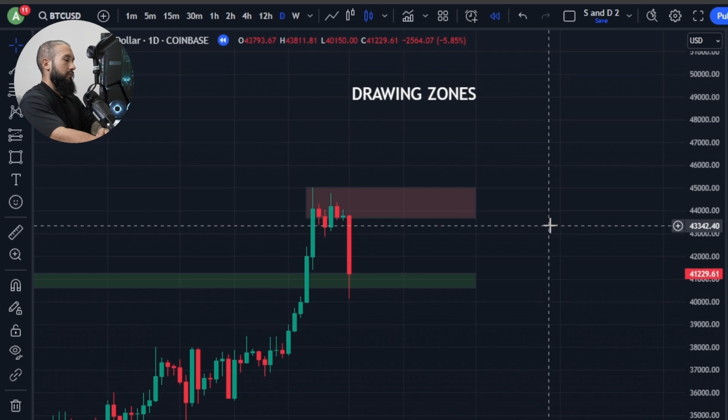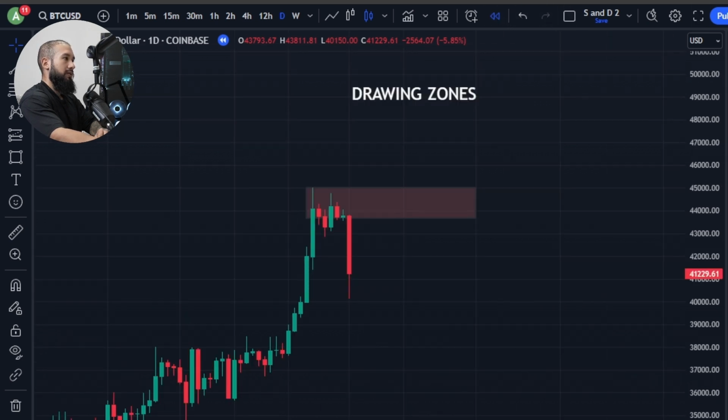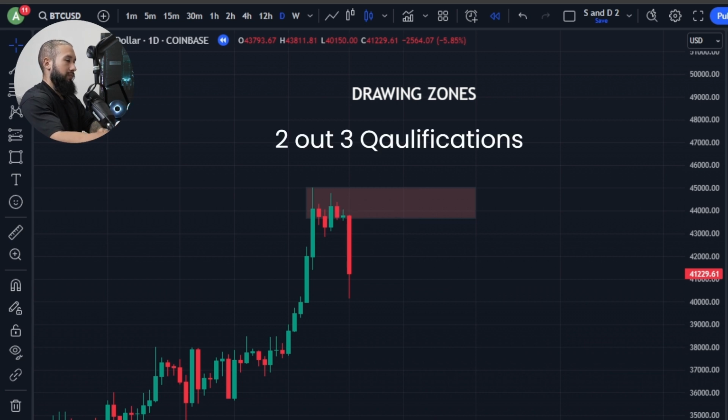All right. I would say it does not take out this previous demand zone because the imbalance candle does not close beyond the demand zone. Only the wick of the imbalance candle pierces through the demand zone. But it's okay if this is not the case because we know that our imbalance candle does break this upward momentum trend line, and also that the imbalance candle is very dominant and more than twice the size of the base. So for that reason, it still meets 2 out of those 3 qualifications. So the supply zone is valid and tradable.